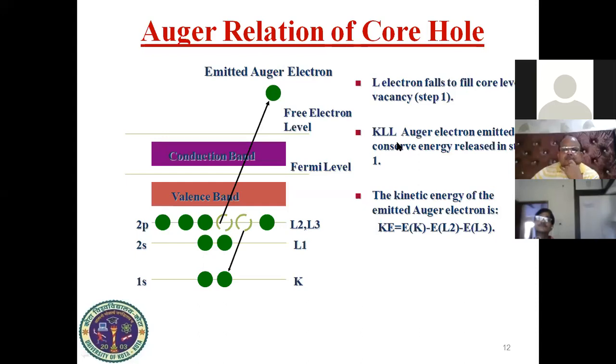This is just to convert the energy released in the first step by the L electron filling the core level vacancy in the K shell. The kinetic energy of this emitted Auger electron is given by the energy of the K shell minus the energy of L2 minus the energy of L3, where L2 is the electron which was driven to the K shell for filling the 1s vacancy, and L3 is the electron which is emitted as the Auger electron. Auger spectroscopy also constitutes a measurement technique which is used by material scientists.